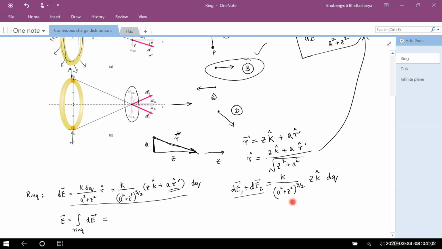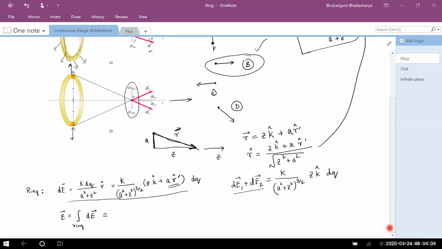So eventually what I want to do is find the net electric field at the point P by integrating over the entire ring. So now I only have to integrate over things that are constants. Look, a and z are all constants for every point on the ring. So if I do this integral, I can pull out all the constant vectors, and I just have to write k z k hat divided by a squared plus z squared raised to the 3/2. And all I have to do is integrate over dq.